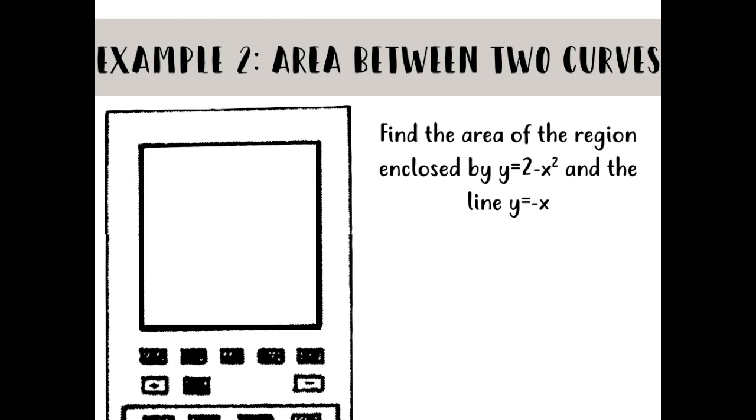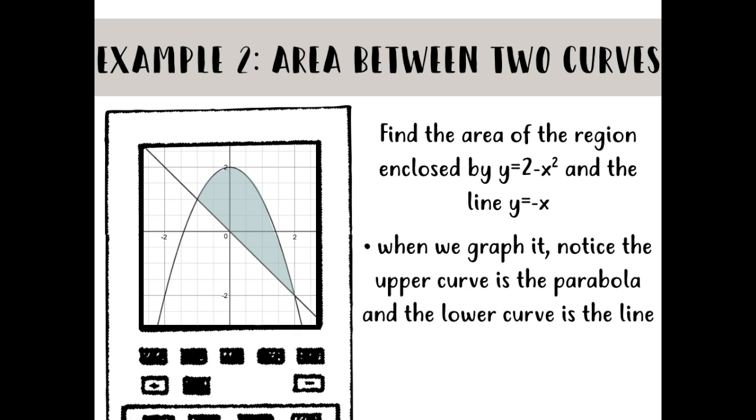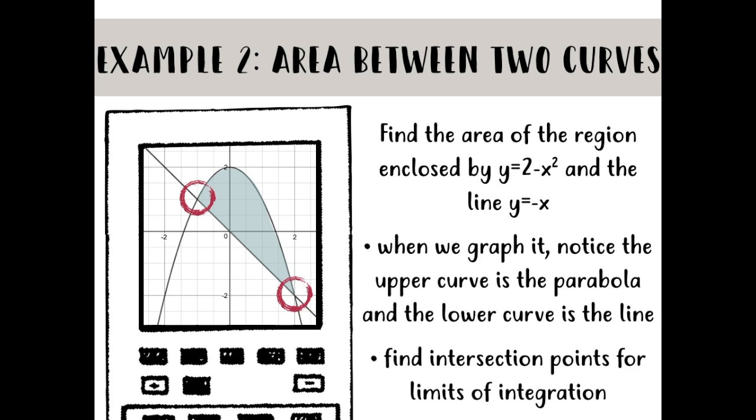Find the area of the region enclosed by y equals 2 minus x squared and the line y equals negative x. Here I've graphed it for us, and I've shaded the region which we are trying to find. When we graph it, notice the upper curve is the parabola and the lower curve is the line. So now, we need to find the intersection points for limits of integration.